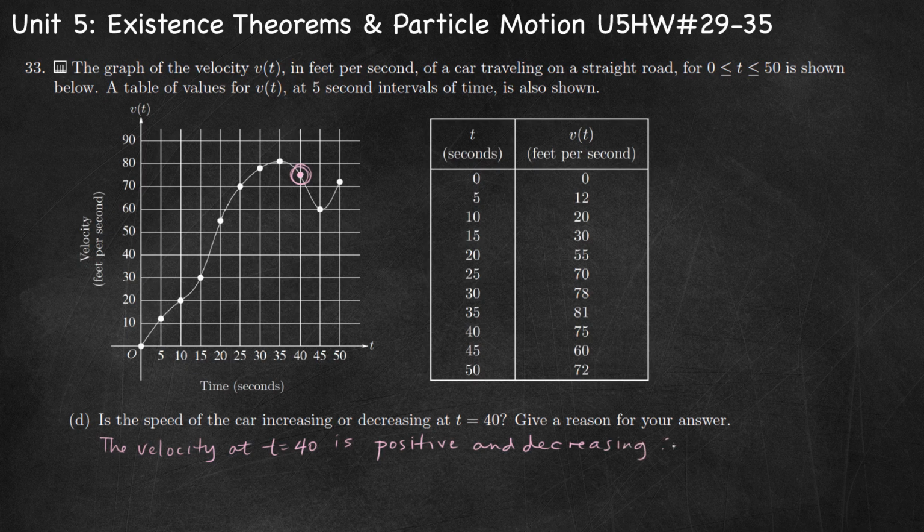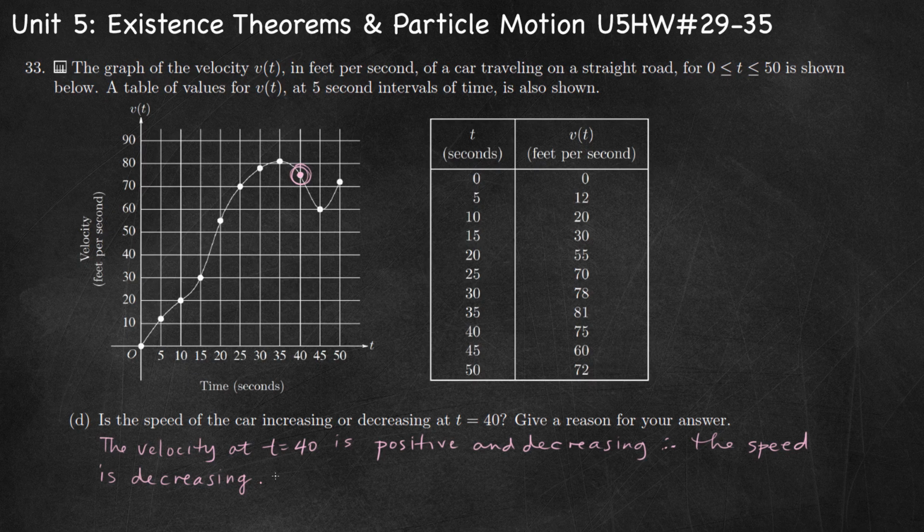Therefore, the speed is decreasing. The acceleration, since velocity is decreasing, that means this acceleration is negative. And when velocity and acceleration have opposite signs, the speed is decreasing.